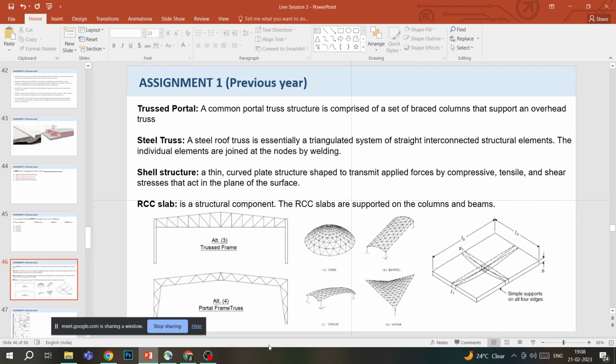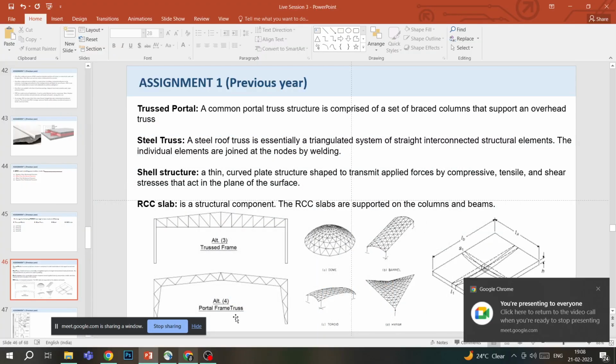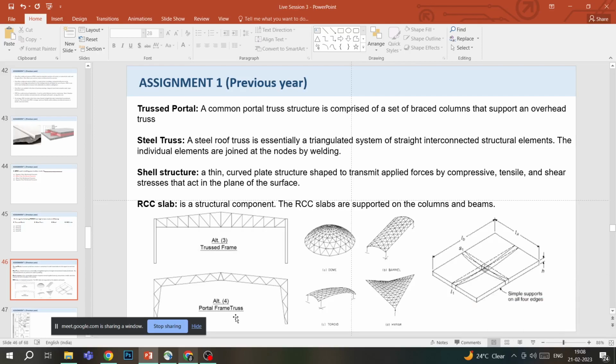Next is the shell structure. A shell structure is basically a thin curved plate structure, shaped such that it transmits applied forces by compressive, tensile and shear stresses that act on the plane of the surface. It is a very thin, curved plate. It can exist in any kind of shape. I've given some examples: it can exist as a barrel, a dome, a hyperbola, and other things. Usually it is available in the form of a curve, and it tackles compressive, tensile and shear stresses that act on the plane of the surface.